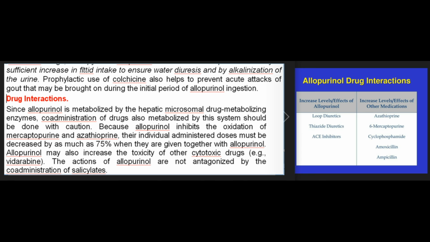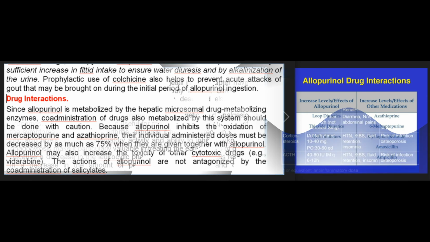Drug interactions. Since allopurinol is metabolized by the hepatic microsomal drug metabolizing enzymes, co-administration of drugs also metabolized by the system should be done with caution. Because allopurinol inhibits the oxidation of mercaptopurine and azathioprine, their individual administered doses must be decreased by as much as 75% when they are given together with allopurinol. Allopurinol may also increase the toxicity of other cytotoxic drugs, for example vidarabine. The actions of allopurinol are not antagonized by the co-administration of salicylates.